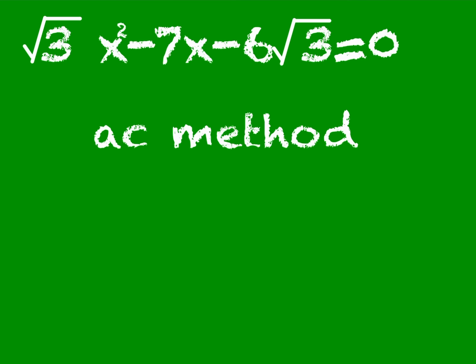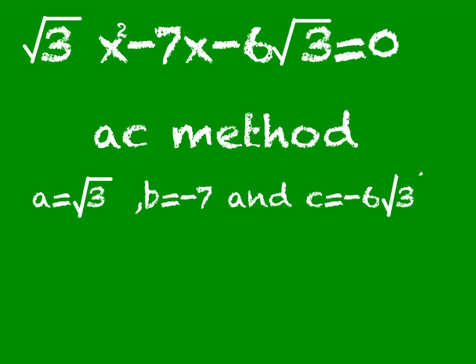A is the coefficient of x squared, B is the coefficient of x, and C is the constant term. Now, what is A times C? Square root 3 times square root 3 equals 3, times negative 6, so A times C is negative 18.